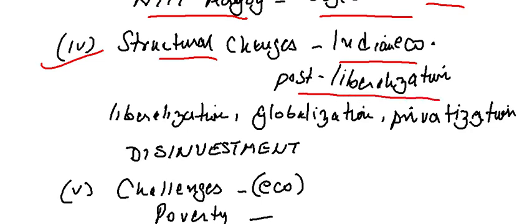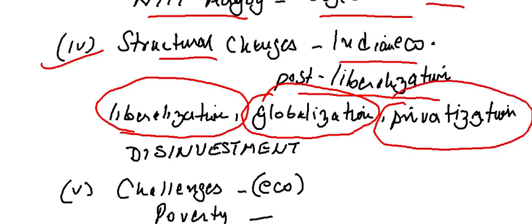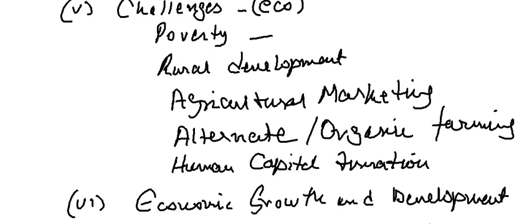There are 3 keywords you have to understand. One is liberalization, the other is what you understand by globalization, and the third is privatization. And this is a word you should not miss out: what is disinvestment and why is it important in today's economy, in our context? Next we move on to what challenges we are facing. The challenges we have are poverty, and we are talking about rural development, agricultural marketing, alternate and organic farming, and human development.